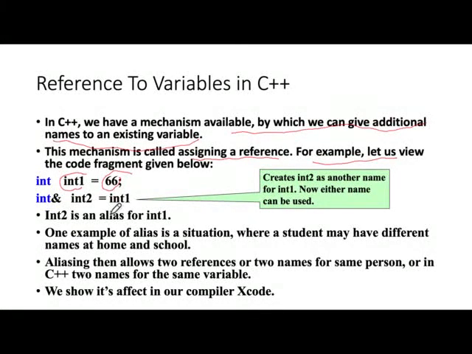The meaning of that is that now all of a sudden I've given another name to this memory location, which was int1. So int2 is another name for int1. And now either name can be used for the memory location that is storing 66, either int1 or int2. So int2 is an alias for int1. One example of alias is a situation where, for example, a student may have different names at home and school. Aliasing then allows two references or two names for the same person, or in C++, two names for the same variable.